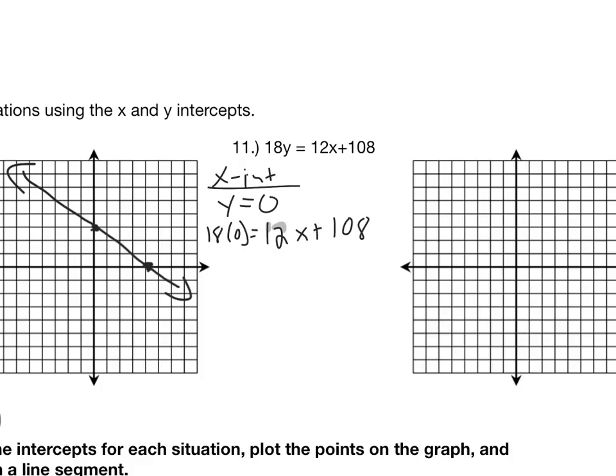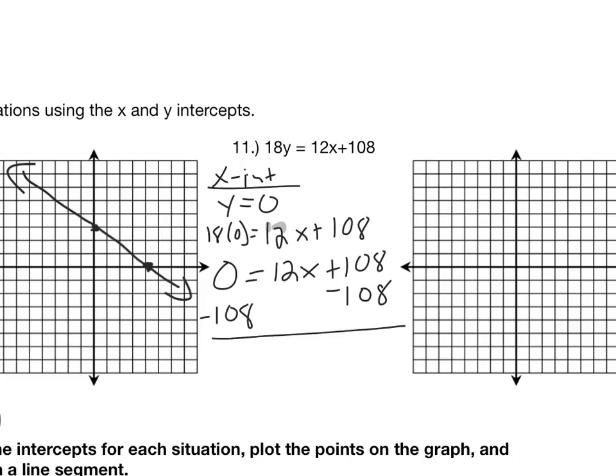All right, so 18 times 0 is 0, right? So it's just going to be 0 equals 12x plus 108. First thing you do is subtract by 108, right? And you get negative 108 equals 12x. How do you get rid of the 12? You divide by 12 on both sides, and that would give you your answer, which is x equals negative 9. Or as an ordered pair, that would be negative 9, comma 0.